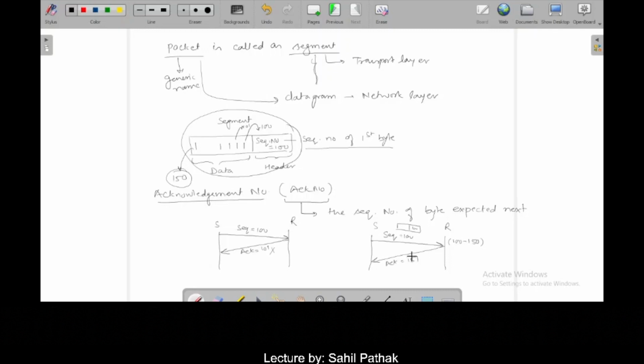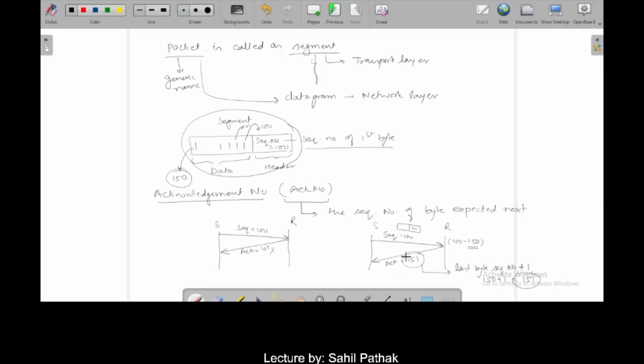Okay, so in this particular example, if we try to calculate the acknowledgement number, this 151 is nothing but the last byte sequence number plus 1. Okay, so the last byte which the receiver has received is 150, and plus 1 will make it 151. So that would be the acknowledgement number.